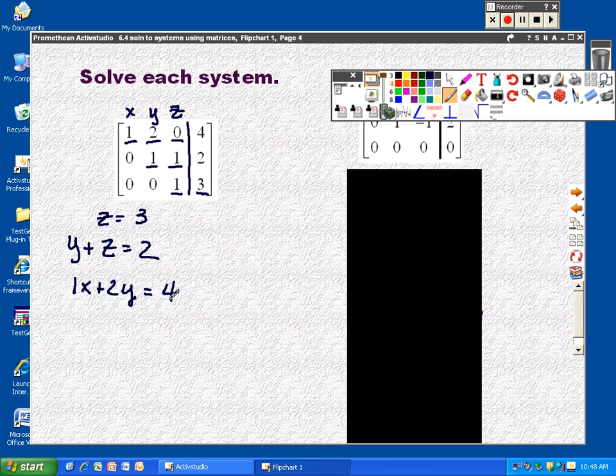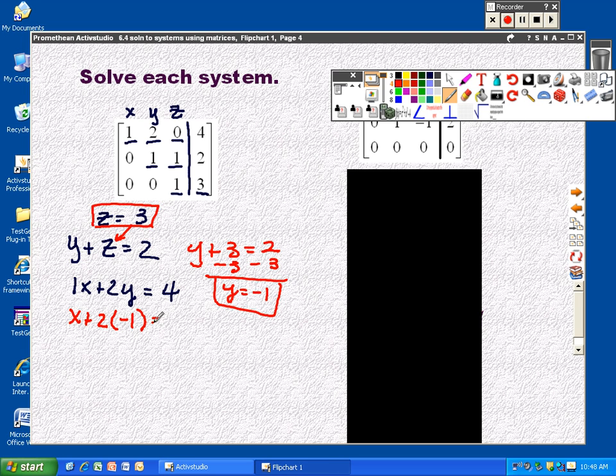So now we can just substitute in. So since z is 3, I'm going to put that there. y plus 3 equals 2. Subtract 3. y equals negative 1. So I have negative 1 for y, 3 for z, and then we'll substitute those in here. x plus 2 times y, which is negative 1, equals 4. x minus 2 equals 4. Add 2. x equals 6. We always put our point in alphabetical order. x 6, y negative 1, z 3. 6, negative 1, 3.